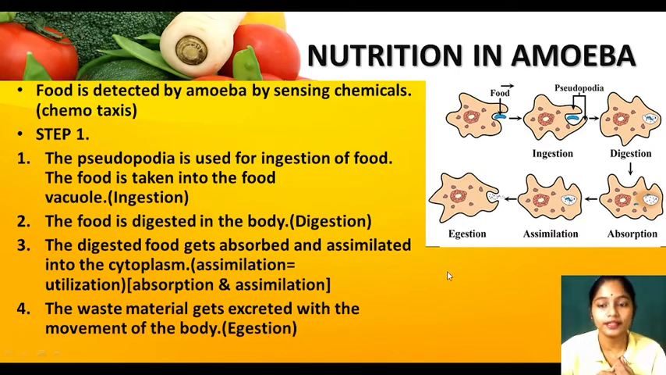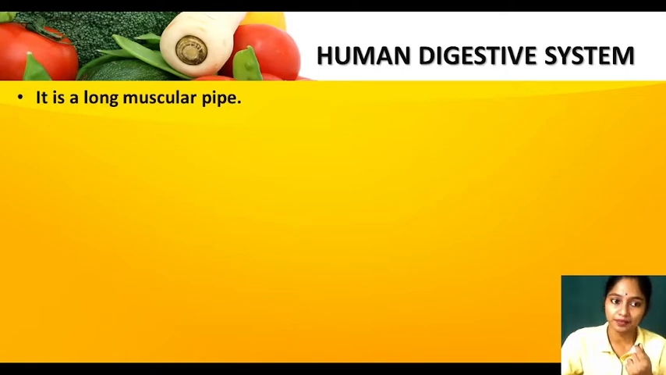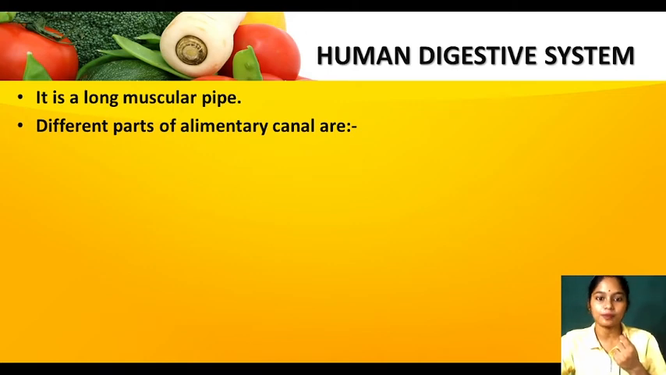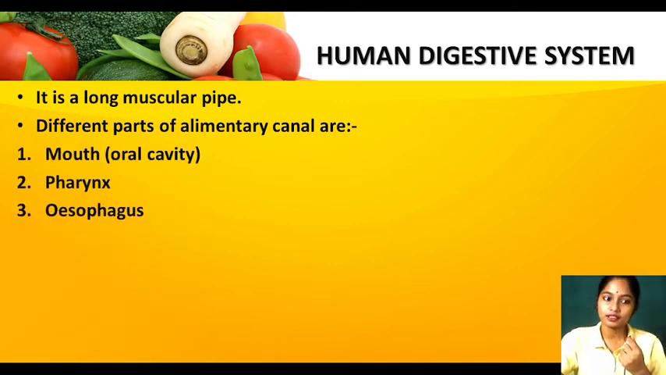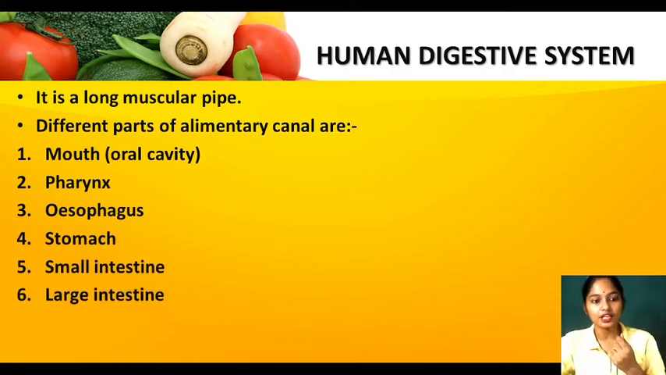Clear? Now see, the human digestive system. It is a long muscular pipe and the different parts of the alimentary canal are mouth, pharynx, esophagus, stomach, small intestine, large intestine, anus.